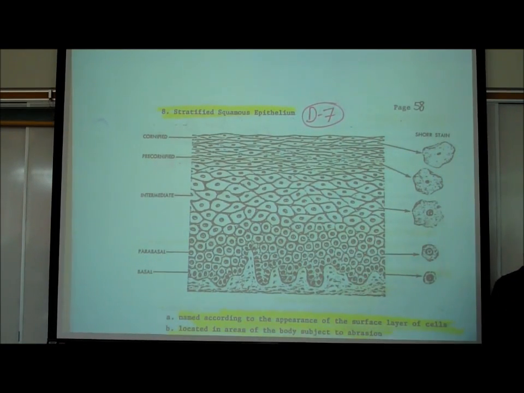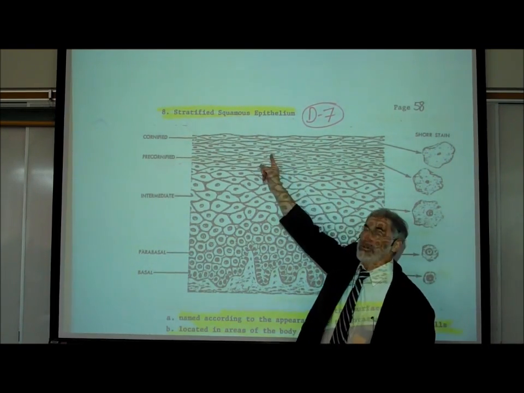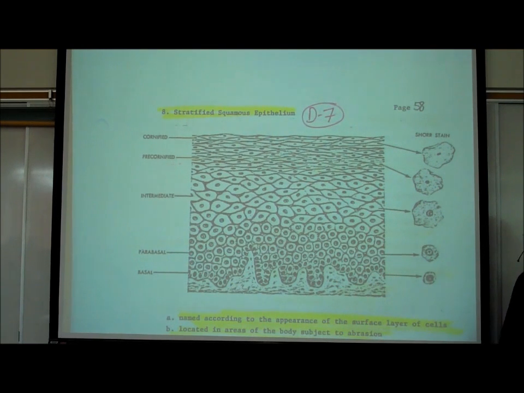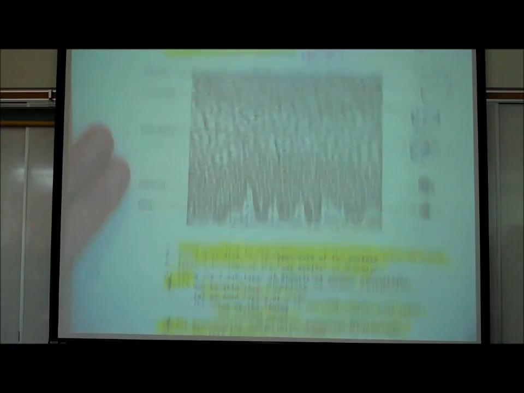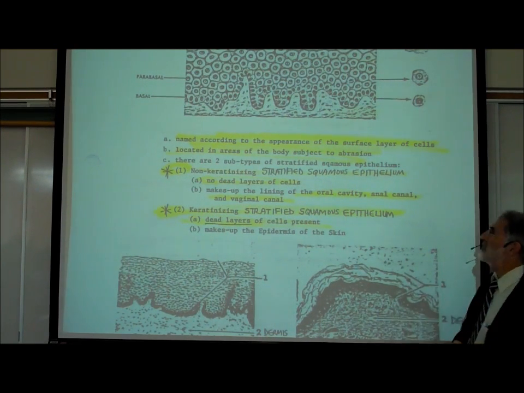Well, they had to name it something. And they chose to name it based on the appearance of the top cells. So since the top layers of cells are squamous in shape, they called it stratified squamous. You have to call it something. So that's what we wrote here. It's named according to the appearance of the surface layer of cells.